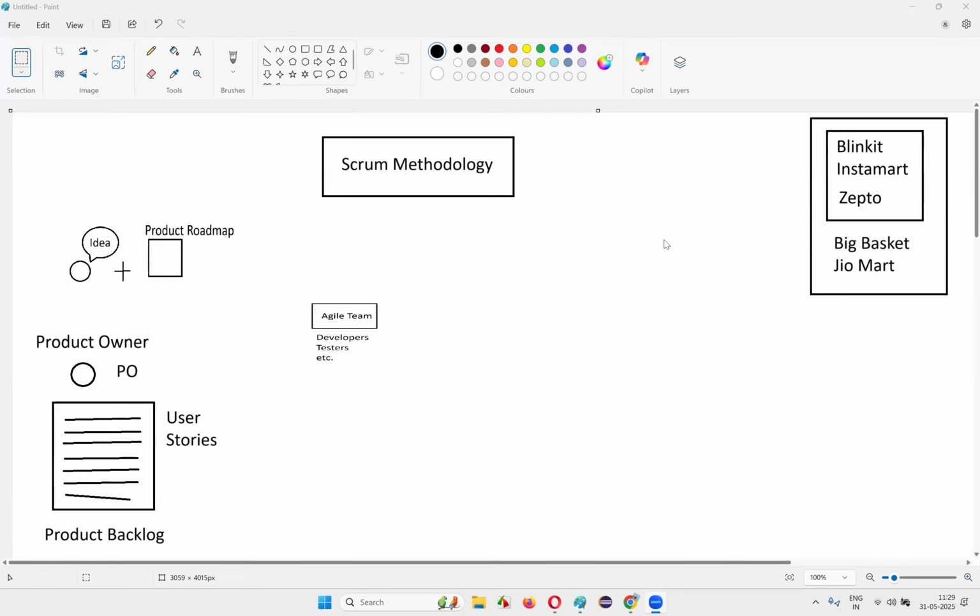Everyone type Agile team in the chat box. Every word you need to type there so that you can remember Agile team. Everyone type Agile team in the chat box.